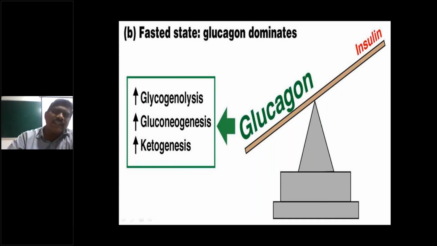So in the fasting state there is no role of insulin, and in the well-fed state there is no role of glucagon. In the well-fed state insulin dominates, whereas in the fasting state glucagon dominates. This glucagon favors glycogenolysis, gluconeogenesis and ketogenesis.